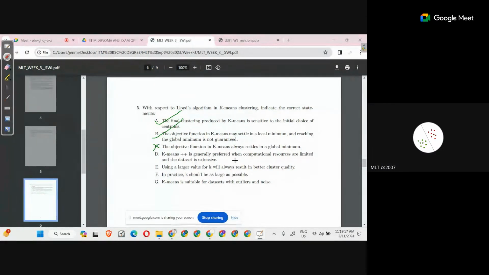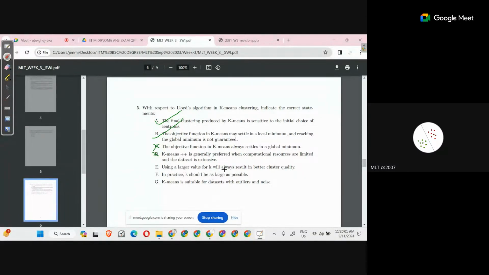K-means++ is generally preferred when computation resources are limited and the data set is extensive. What do you think? Sir, that is false, because you require more computational resources, since you have to compare with all the points and find the proportional probability. Agree. There are two things. First, you need more computation in K-means++, and second, when your data set is very large, it is not possible that one or two points may affect your final output. So obviously this is not preferred when you have a very high number of data points.